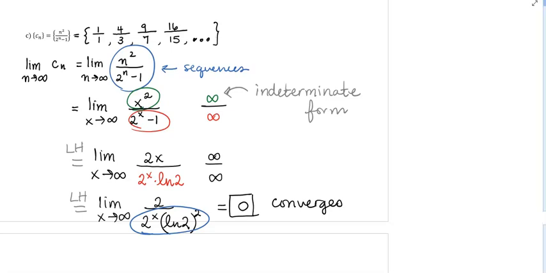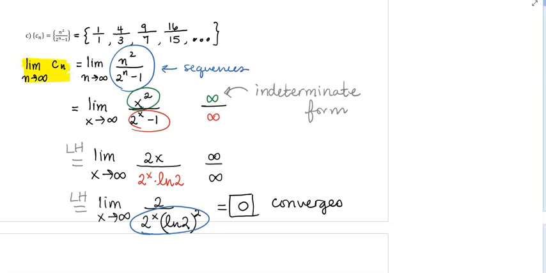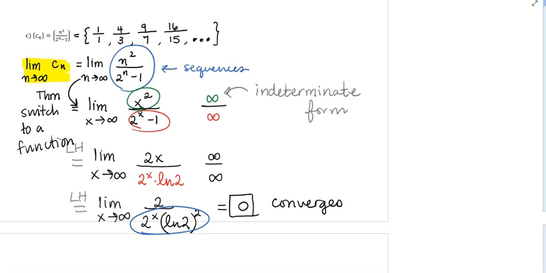So essentially, when we take the limits of these sequences, we're going to use the theorem above that tells us we can switch from a sequence to a function. And then once we switch to a function, we're able to use all of the tools that we already know when it comes to taking limits of functions, like L'Hopital's rule, for example.